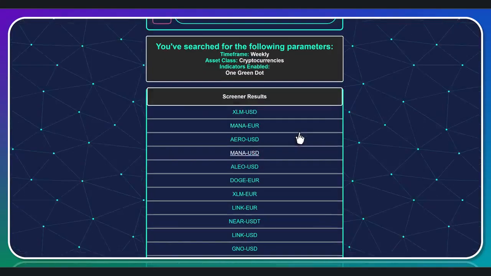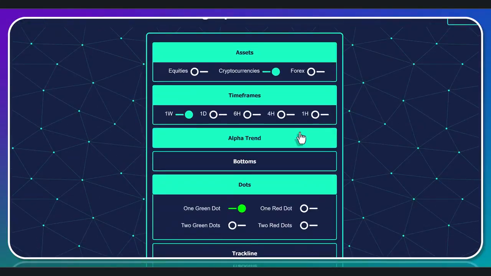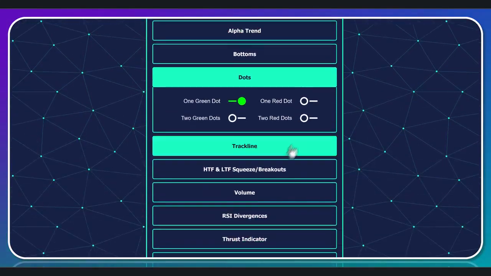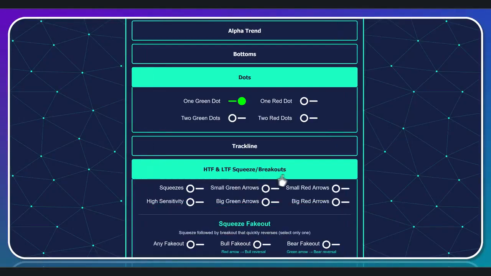But anyways, guys, this is really for those that already have the screener. You can now look for those squeeze fakeouts. Again, they're right there under the HTF breakouts.